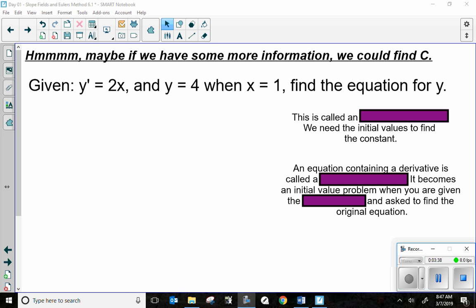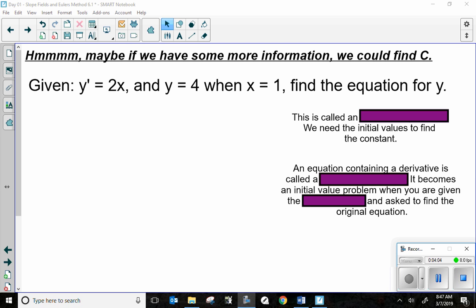Maybe if we had some more information, we could actually find out what that c is. Maybe we could find out, hey, it was really x squared plus 3. No, it was really x squared minus 5. Maybe it was x squared plus 13. I don't know. But if we had a little bit more information, we could figure this out. Enter initial values. Now, they give us this problem.